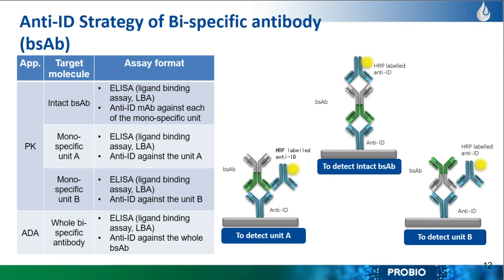Similarly, for the case of bispecific antibody, if you want to develop an assay to detect the intact molecule, we recommend using anti-id against one of the monospecific units paired with another anti-id specific against the other monospecific unit. But if you just want to know either one of the monospecific units, anti-id against that one unit will be enough.